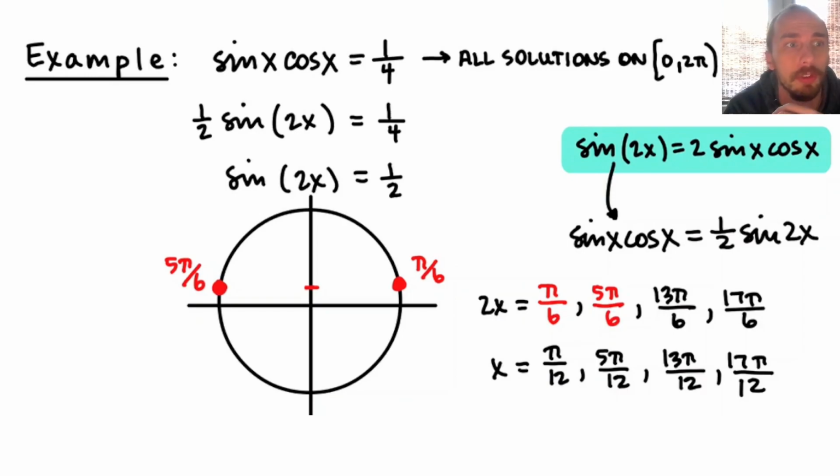And you can check it out for yourself. You can take 2x and look at these and draw your trig diagrams and see that sine x times cosine x is going to equal 1/4 at these four values of x. So that's going to be all for this example.